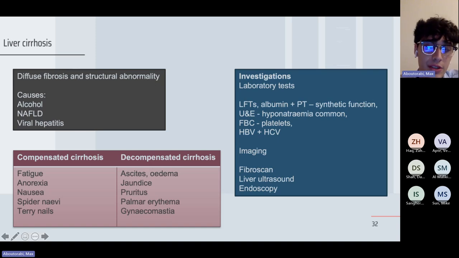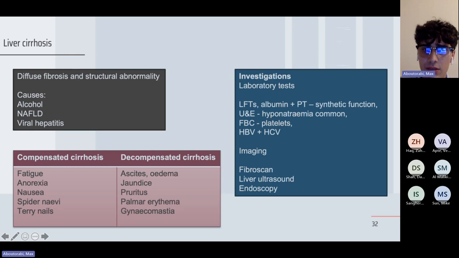And there are two stages to cirrhosis. So you've got the compensated cirrhosis and decompensated. Compensated is basically when the patient has cirrhosis of their liver, but the liver function is still maintained, so you won't get full liver failure. So you'd tend to present with symptoms like fatigue, anorexia, nausea, spider nevi, and terry nails. And then if the liver has completely decompensated, so there's very little to no liver function left, you'll get things like ascites, edema, jaundice, pruritus, palmar erythema, and gynecomastia. If you haven't heard of them, we'll go into those slightly later.